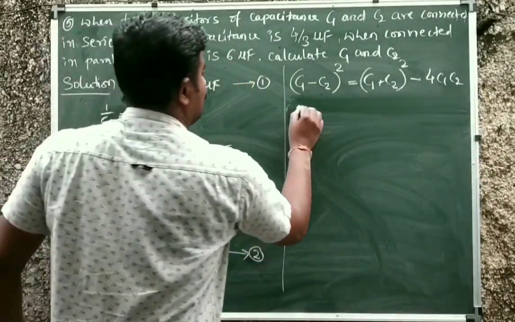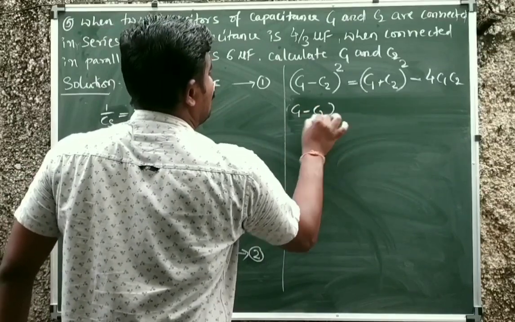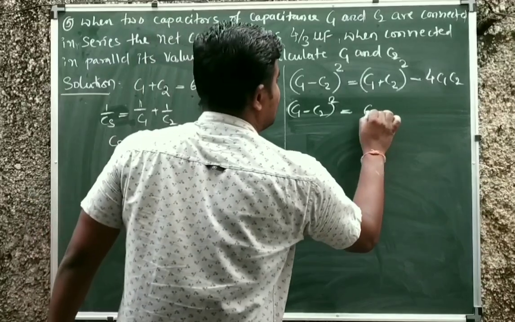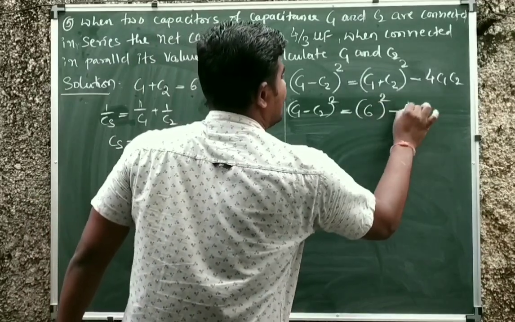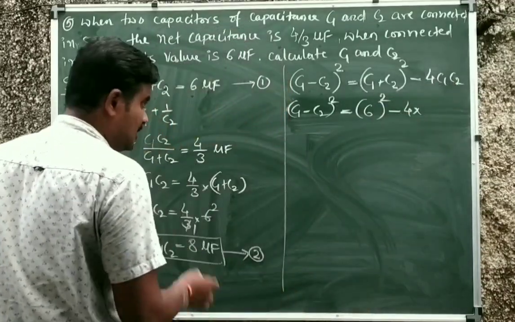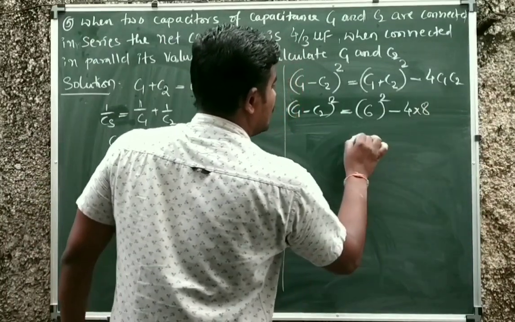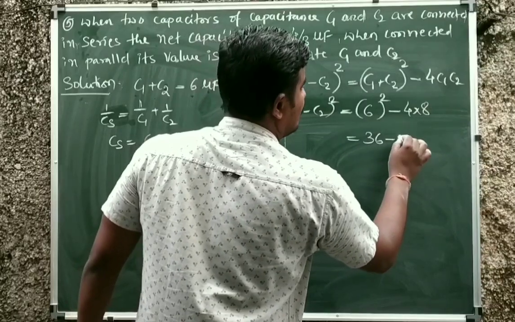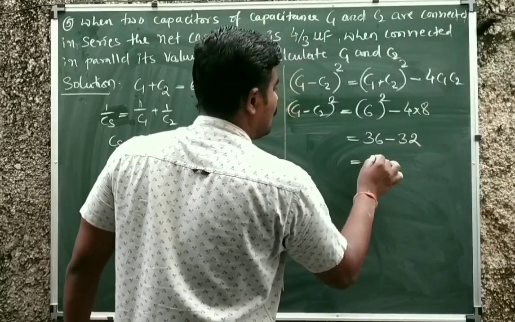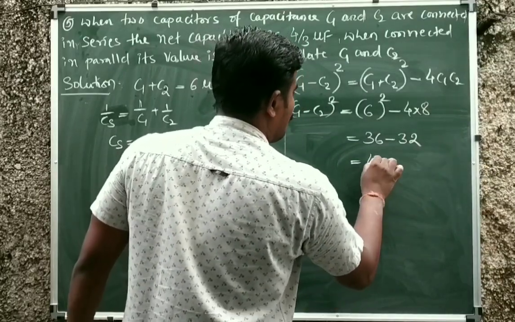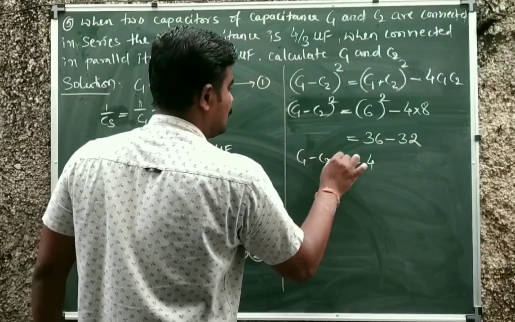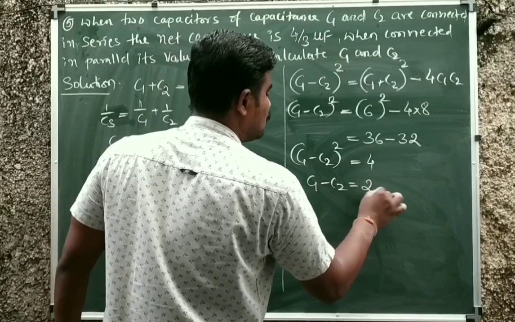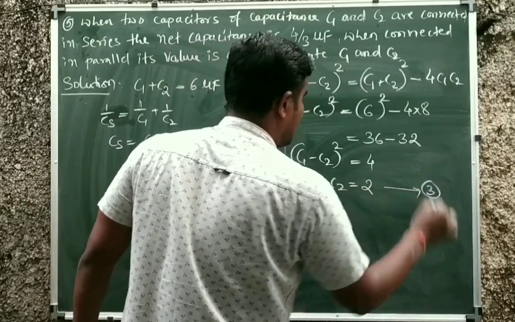Okay, so (C1 − C2)² is equal to (C1 + C2)² minus 4·C1·C2. The value of C1 + C2 is 6, so it is 6² minus 4 times the C1·C2 value, which is 8. So 6² is 36 minus 8 fours are 32. So it is going to be 4, right? (C1 − C2)² is equal to 4. Therefore, C1 − C2 is equal to 2. Let us call it equation 3.